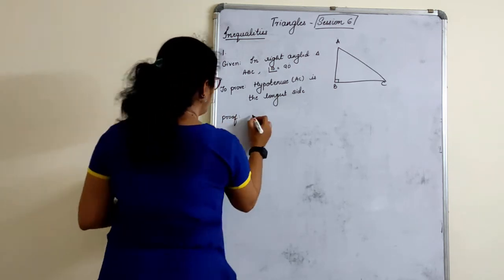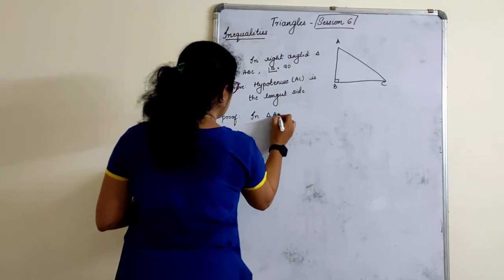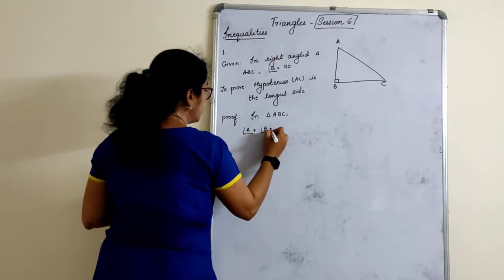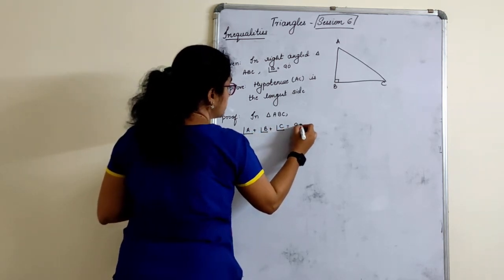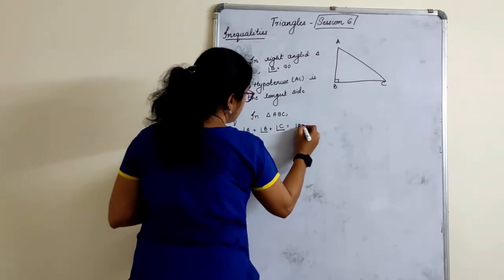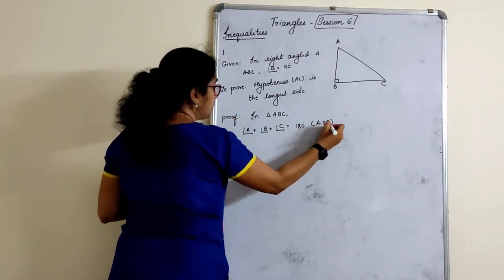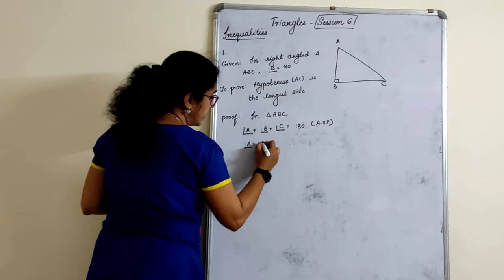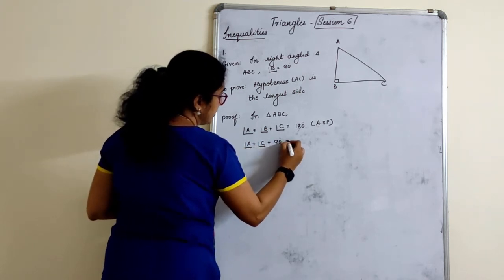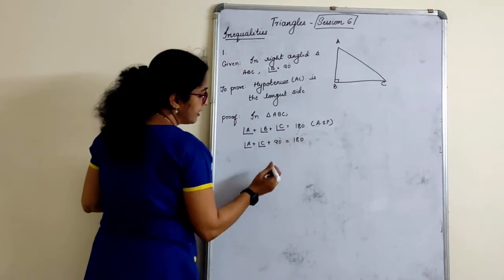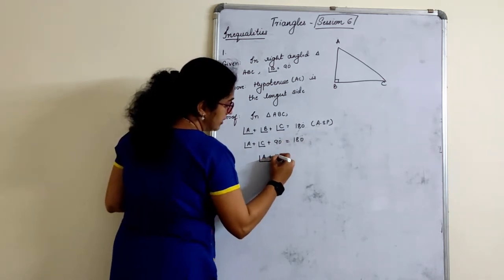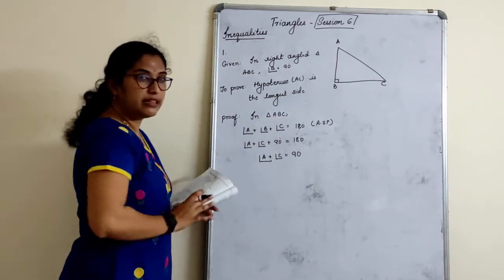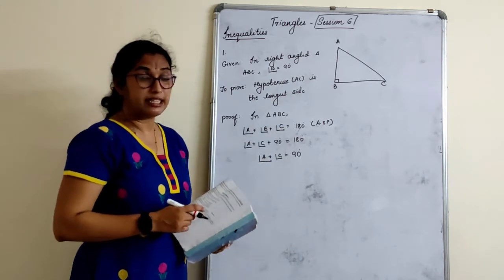I will say that in triangle ABC, angle A plus angle B plus angle C is equal to 180 degrees. Reason: angle sum property. So, what is angle B? Angle A plus angle C plus 90 degrees is equal to 180. If I transpose this 90 to this side, angle A plus angle C is equal to 90 degrees. Until this it is very clear.